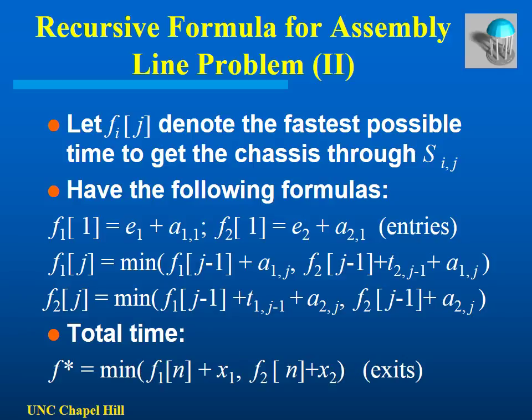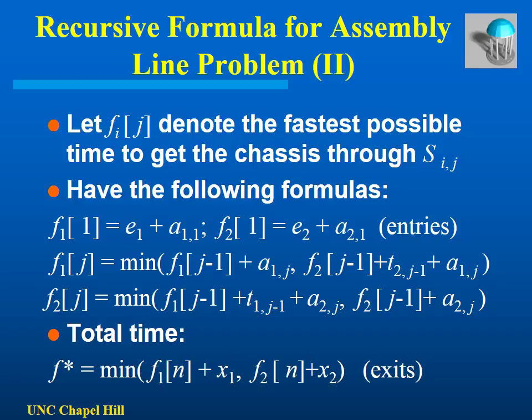F sub 2 of j has a similar analysis. You can come from line 1, in which case you've gone through f sub 1 of j minus 1. Then you have to transfer from line 1 to line 2, which takes t sub 1 of j minus 1. And then you have to actually operate on stage 2, which takes time a sub 2 sub j.